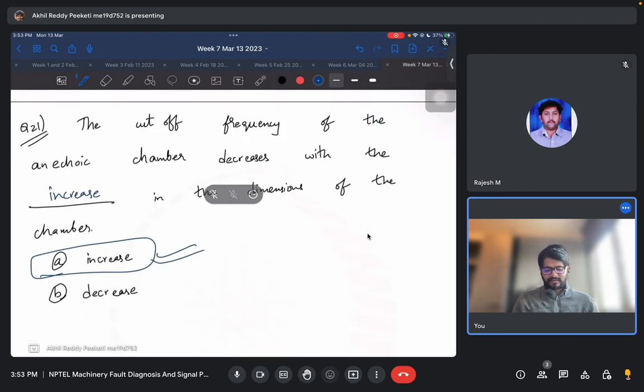And we looked at how these anechoic chambers have certain cutoff frequencies above which the sound gets absorbed by the walls, and you will have that neat free field region. This cutoff frequency actually decreases with increasing dimensions of the chamber. So as you keep increasing the dimensions of the chamber, your cutoff frequency decreases.